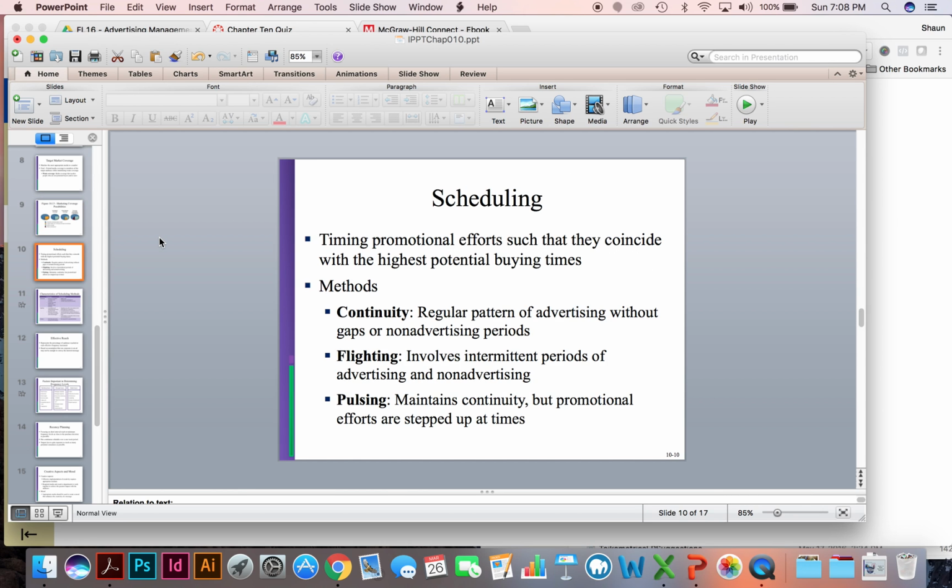Scheduling is something else that you need to keep in mind. Timing promotional efforts such that they coincide with the highest potential buying times is important. Now there's a couple different methods that we can use to do this.